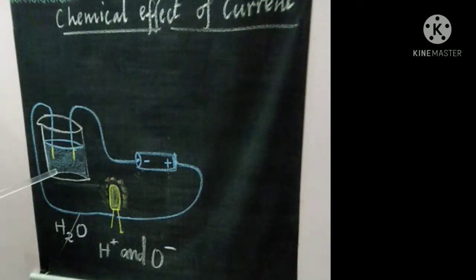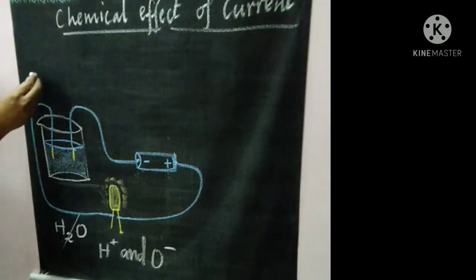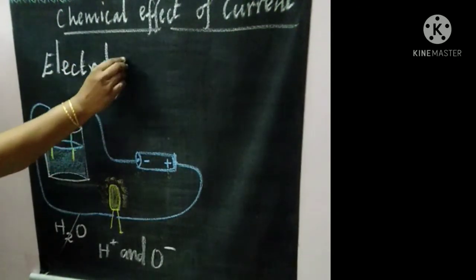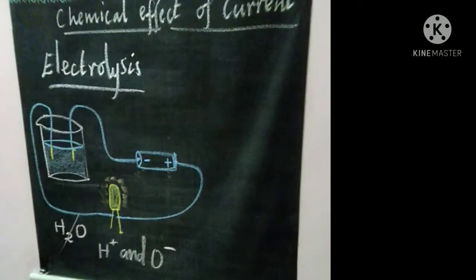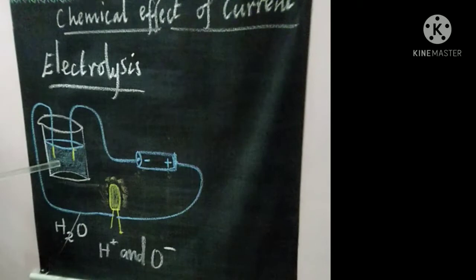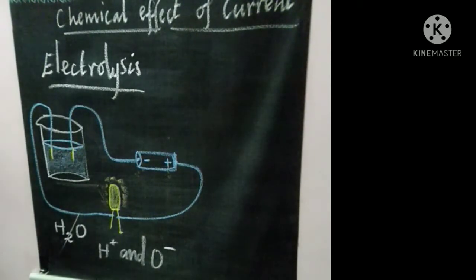The decomposition of the molecule of a solution into positive and negative ions while passing electric current is called electrolysis. What is this process called? The decomposition of positive and negative ions while passing electric current through the solution is called electrolysis. Electrolysis has so many applications. Some of the applications we will see.